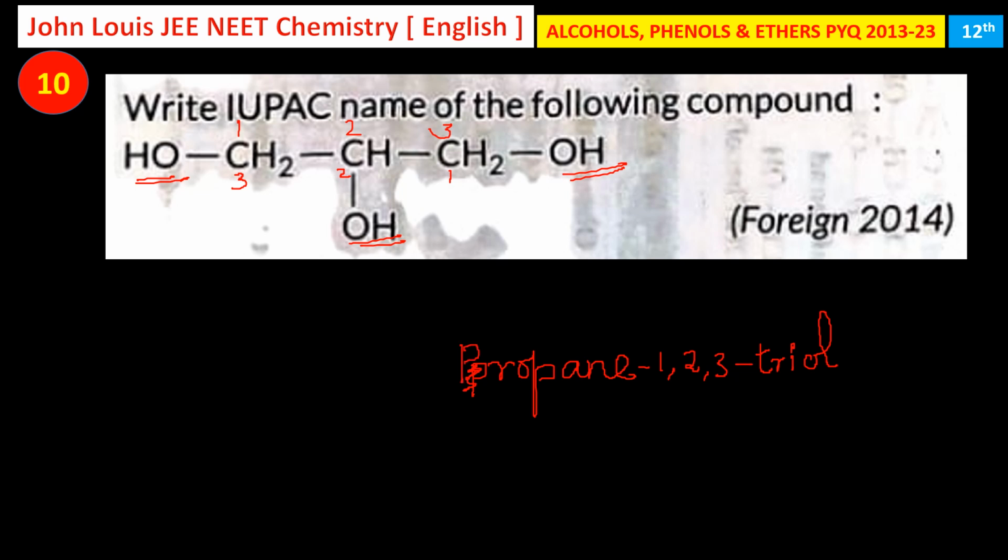Here the suffix starts with t, which is not a vowel. Therefore, the e is retained. Therefore the name is propane-1,2,3-triol. Hope you understood and it's clear to you.